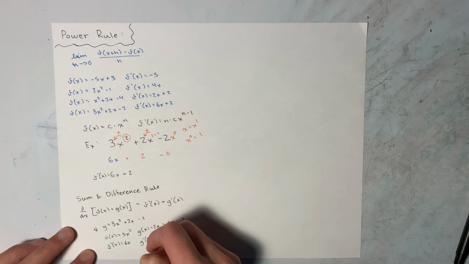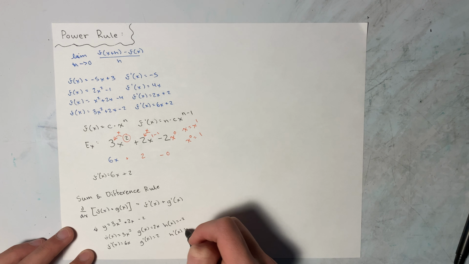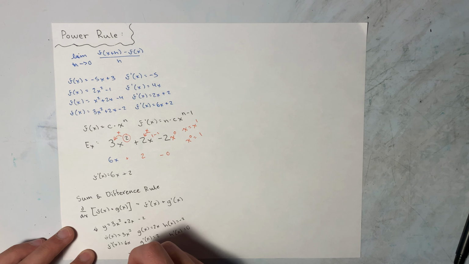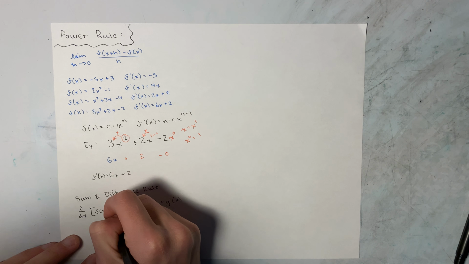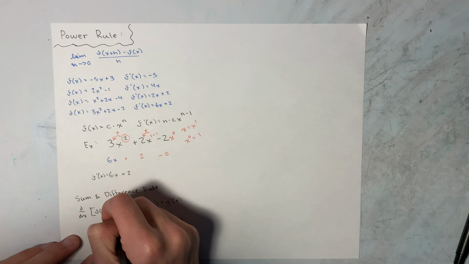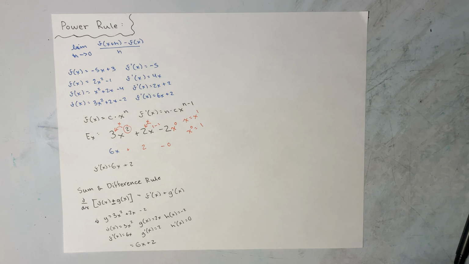g prime of x is just going to be equal to 2, and then h prime of x is just going to be equal to 0. So then we just get our derivative of 6x plus 2. And this is a plus sign right here, however, it can also be a minus sign, so plus or minus. It's kind of obvious, but that's just important to go over to make sure.